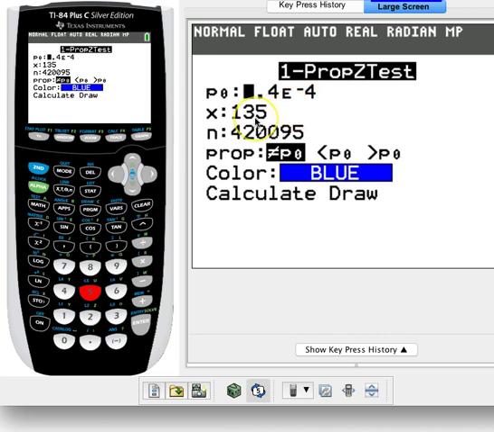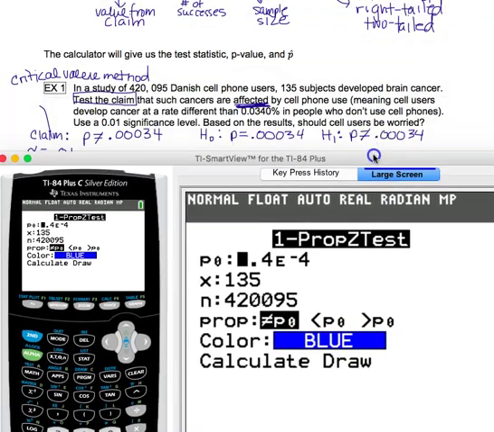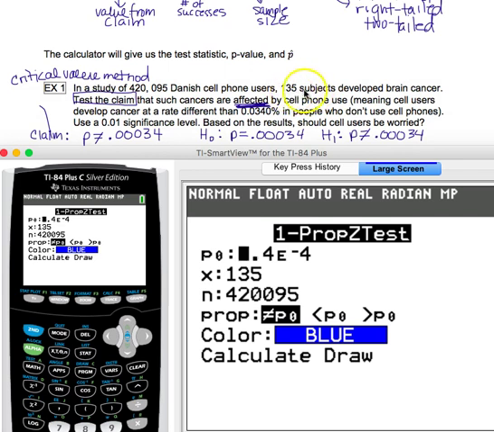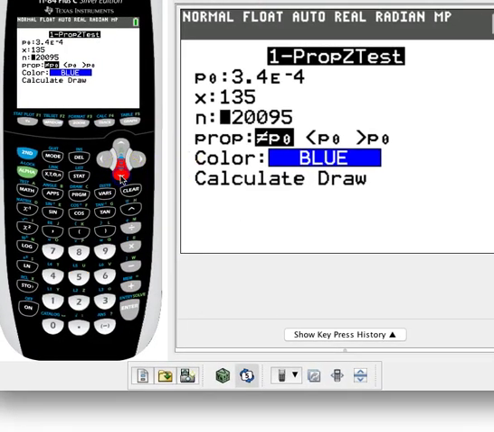0.00034 is my p sub 0 value, because that's the value that's part of the claim. My x is the number of successes, which in this case is not really a success per se, but it's the number of people in that sample who developed brain cancer. So you can see here that's 135. The total sample size was 420,095, which I typed in there. The type of test is the not equal to, it's two-tailed.